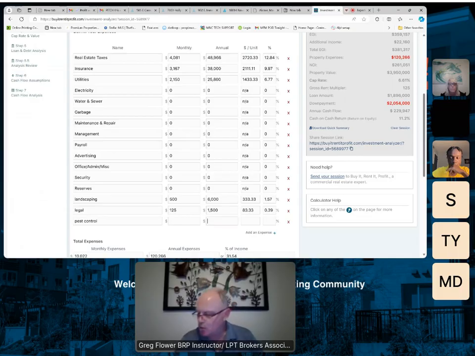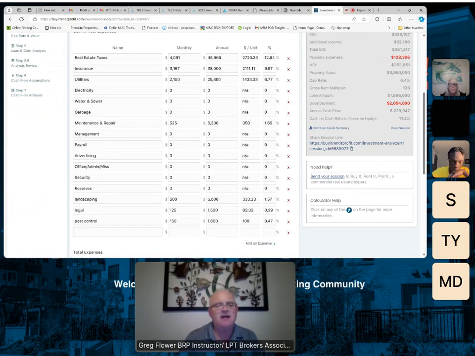Their pest control is $1,800, which isn't too bad. What's that, $150 a month or something like that? Their maintenance and repair I thought was a little high, but it might be part of their rehab, because all these units are rehabbed. They have turnover. I don't see a lot of these numbers on most OMs, so I kind of like that.